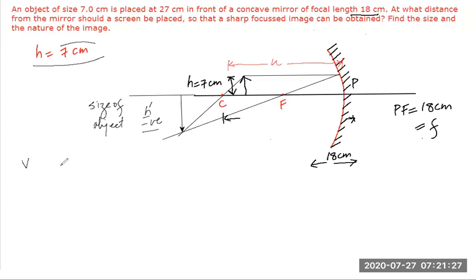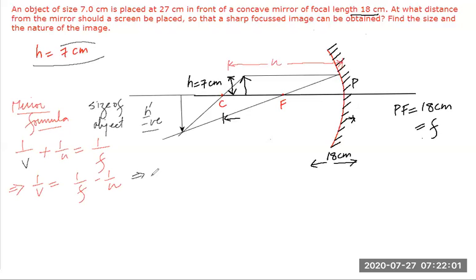So now what is the mirror formula, Tanya? I will write mirror formula. Yes, Tanya? 1 by V plus 1 by U is equal to 1 by F. Very good. So V we want to find out. So 1 by V will be equal to 1 by F minus 1 by U. Am I right, students? So I'll simply solve it.